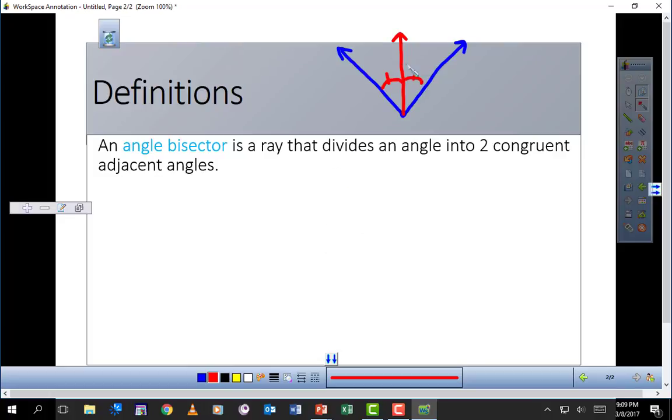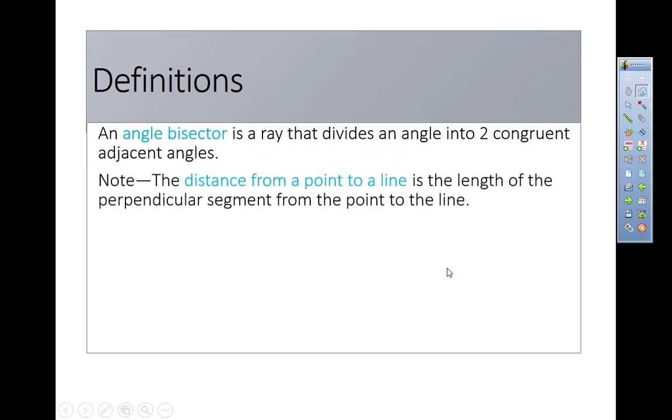But here's the thing, the angle bisector gives the 2 angles a common boundary, and that common boundary is what makes them adjacent angles, or like neighbors. Okay, let's move on. What else do we have?